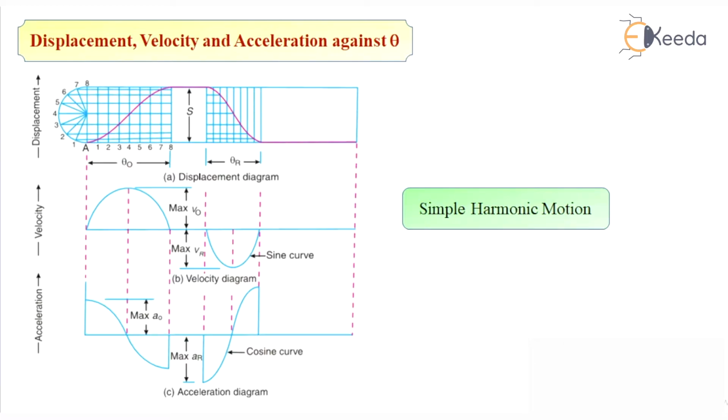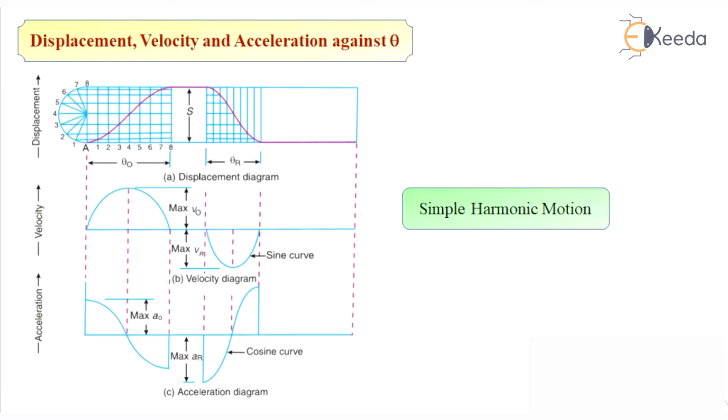The velocity and acceleration diagrams are shown below the displacement diagram. Since the follower moves with simple harmonic motion, the velocity diagram consists of a sine curve and the acceleration diagram is a cosine curve.